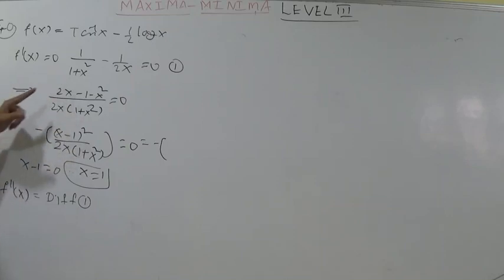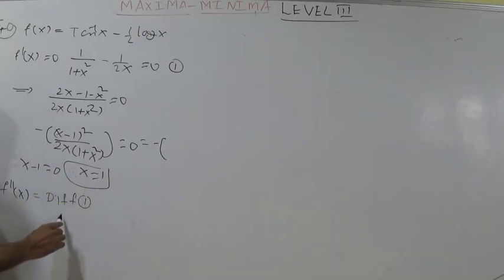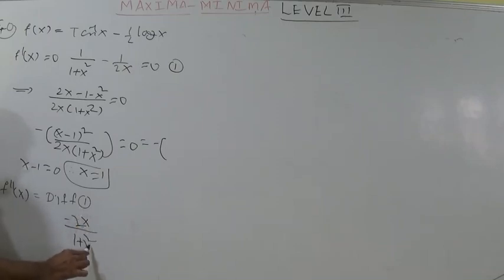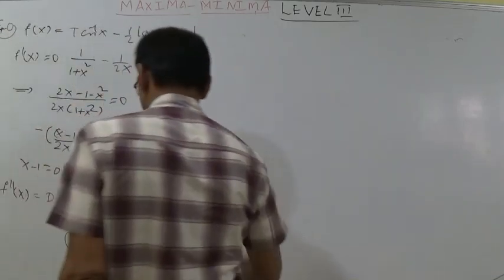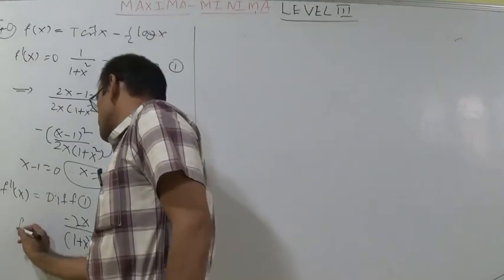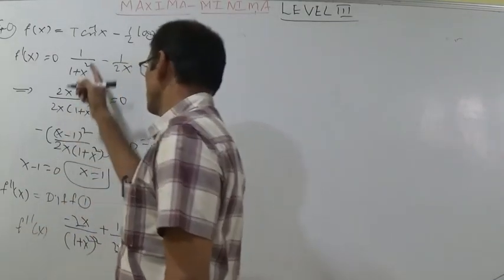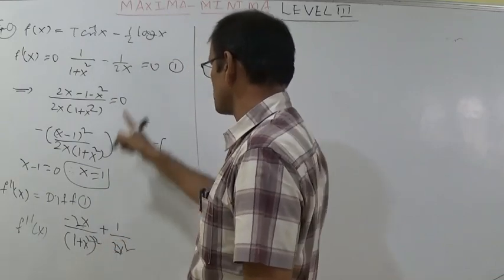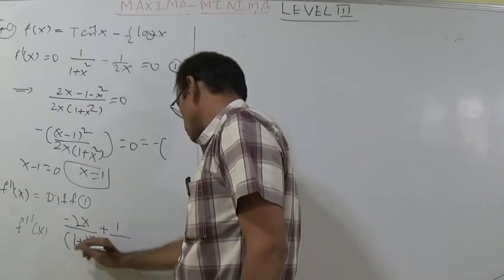Differentiate 1 by 1 plus x square. This is of the form 1 by x square, whose derivative is minus 1 by x square, so the x square derivative is 2x internal derivative, giving minus 2x by (1 plus x square) whole square. Then minus 1 by 2x, derivative minus 1 by x square, gives 1 by 2x square. So f double dash x is minus 2x by (1 plus x square) whole square plus 1 by 2x square.